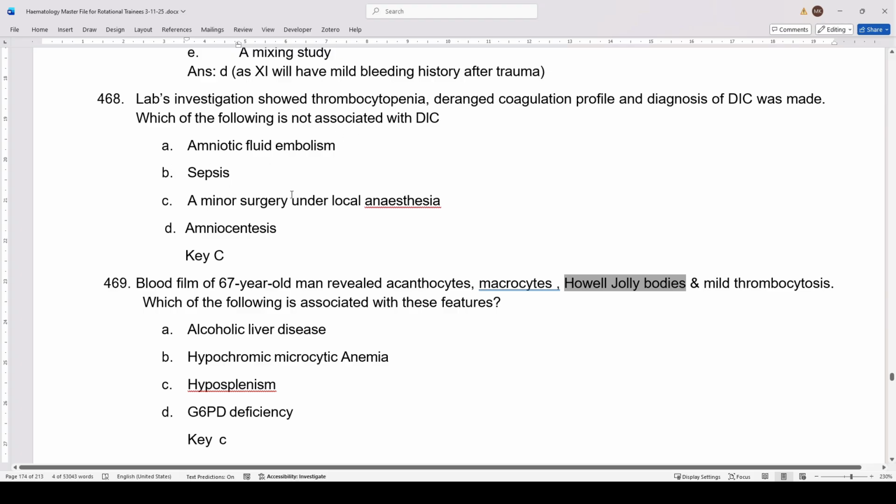Okay, a minor surgery after local anesthesia is not associated with DIC. So just local anesthesia and minor surgery, and the patient cannot go into DIC because of that.